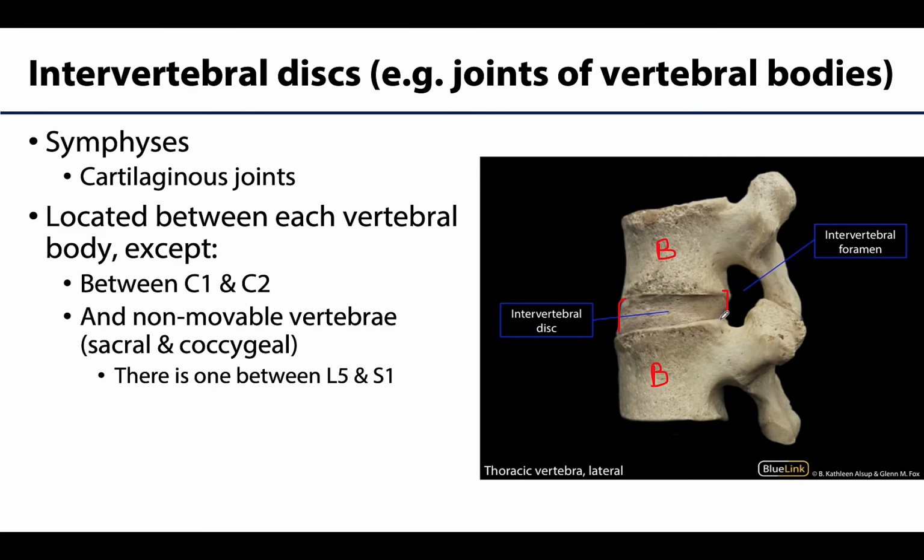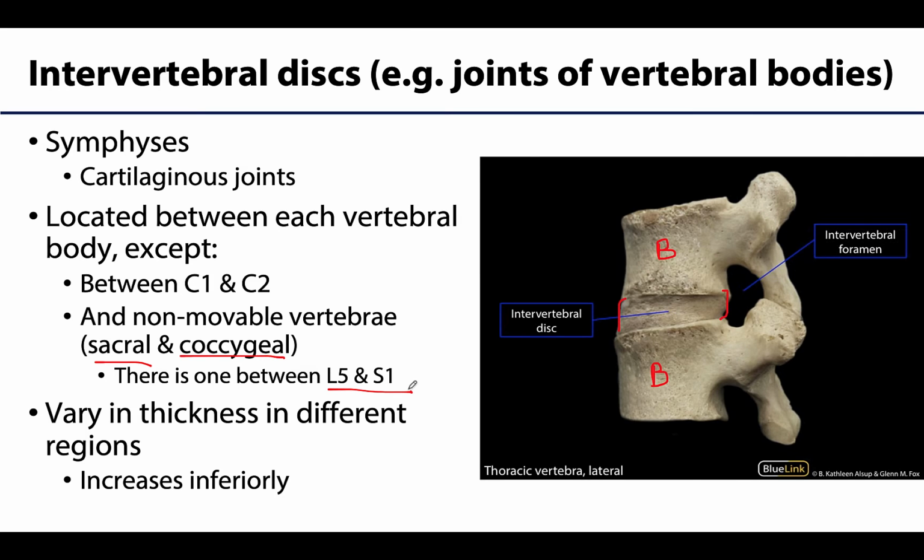And you will have an intervertebral disc between each vertebral body, so each set of neighboring vertebral bodies, except between C1 and C2, which makes sense because you have that dens that is going to move into that region, so there's really not room for a vertebral body there. And you will not have any intervertebral discs between the non-movable or fused vertebrae of the sacrum and the coccyx, but you will have an intervertebral disc between L5 and S1, so between the last lumbar vertebra and the sacrum.